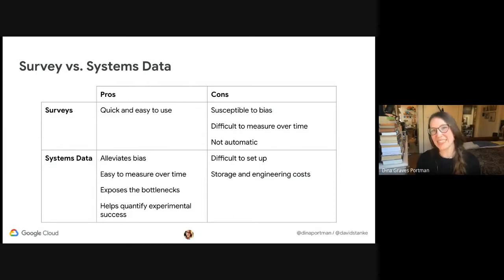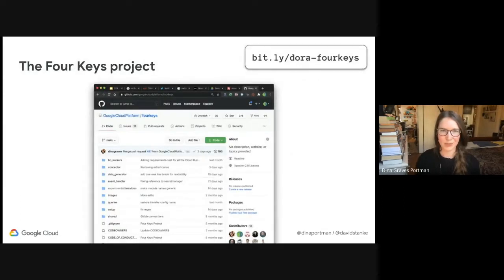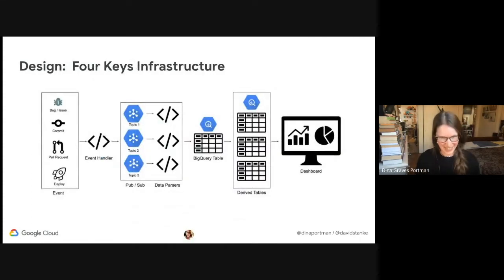But on the other hand, with systems data, it's a little bit difficult to set up the collection of all this data, and then there are storage and engineering costs, which brings us to the 4 Keys project. We have created this open source project to help smooth out some of the friction and the work that it takes to set up the collection and calculation of these metrics from the various systems. Because the good news is that you have all the data that you need. The bad news is it's in a dozen different systems.